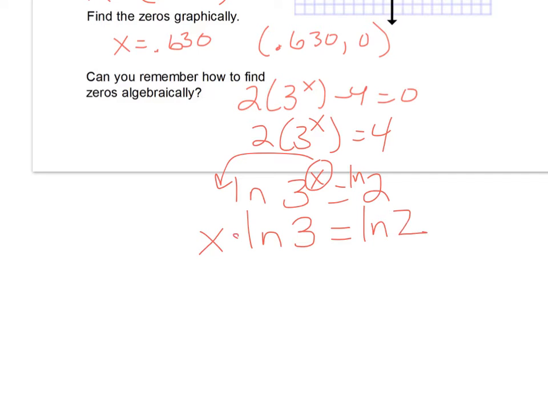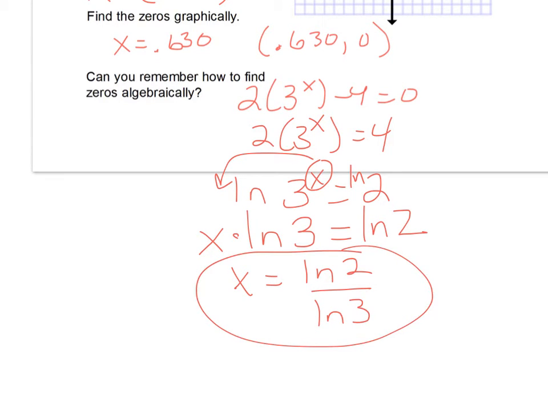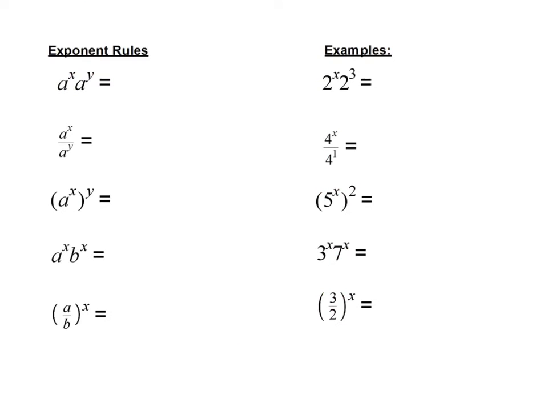So now we have x equals, if I divide both sides by the natural log of 3, or if you want to use log base 10, that's fine, but usually in calculus we use natural logs. And then you can get that right on your calculator. This is an exact answer, but as we got before, it should be 0.630. There you go.